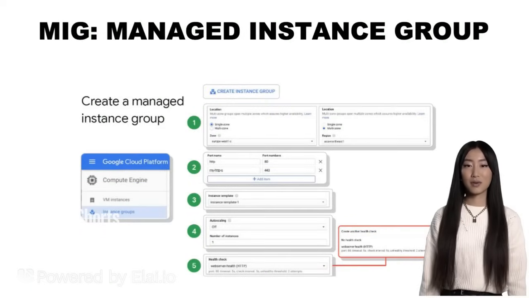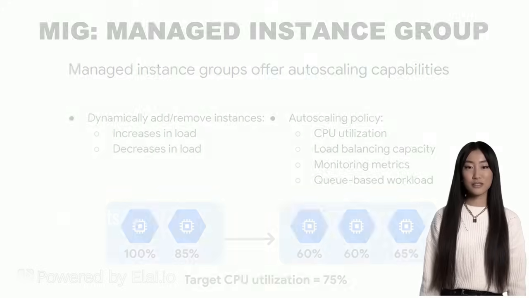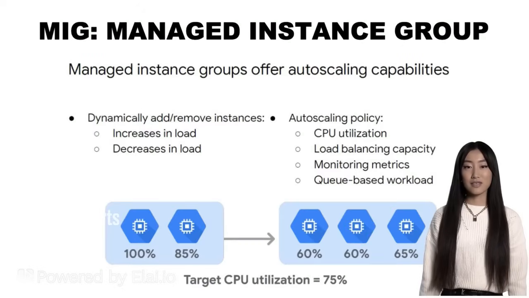First, decide whether the group of instances will be single or multi-zone and where those locations will be. Secondly, choose the ports you want to allow and load balancing. Third, select the instance template you want to use. Fourth, decide if you want to autoscale and under what circumstances. Finally, consider creating a health check to determine which instances are healthy and should receive traffic. Basically, you're still creating virtual machines, but you're applying multiple rules to that group of instances. Let me provide more details on the autoscaling and health checks of a group of managed instances.